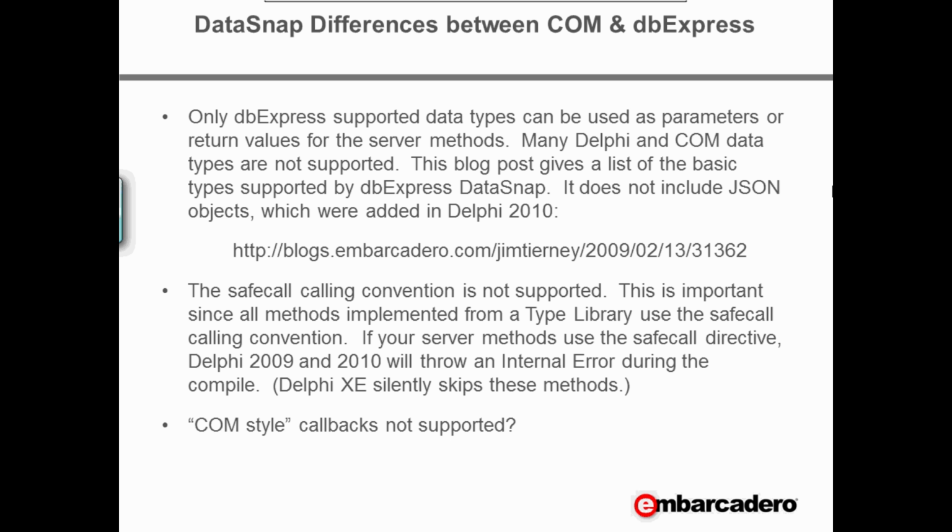There are lightweight callbacks that are available in DB Express DataSnap for 2010 and XE. However, a lightweight callback is only available during a server method call. So if I call a server method, then that method needs to provide some feedback, like some progress feedback to the client. That's a good use for a lightweight callback. But you can't use them so that the server can just randomly make a call to your client application.